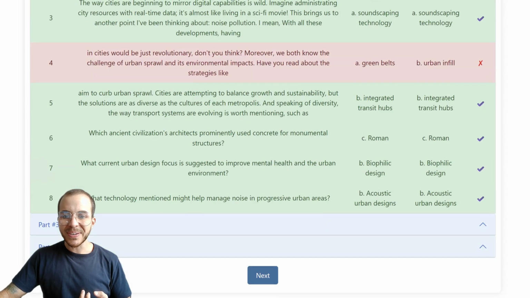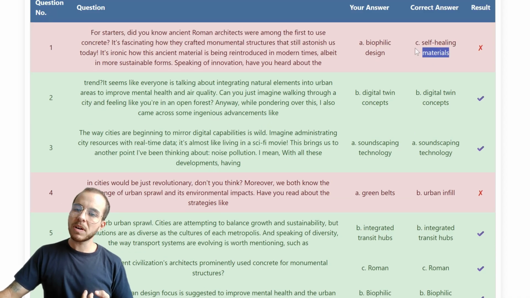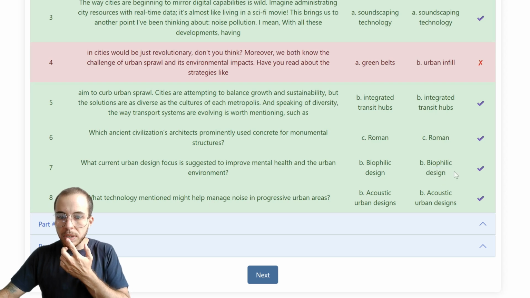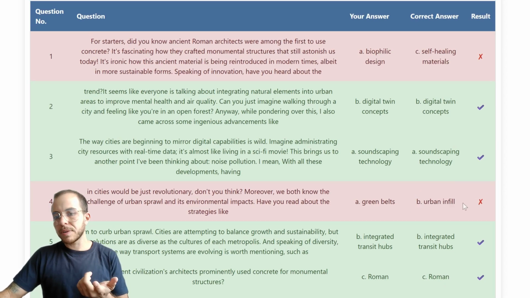Okay, part number two. I got 2 of them incorrect. Self-healing materials. Oh, that was the first one. That means I got the last one? No, oh no, I got that one correct. Urban infills. I don't remember hearing about urban infills.